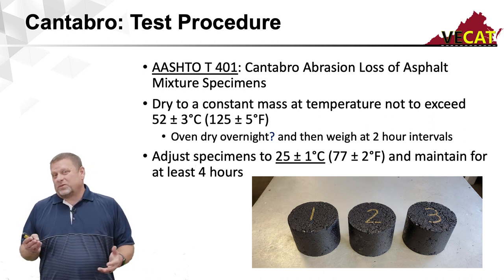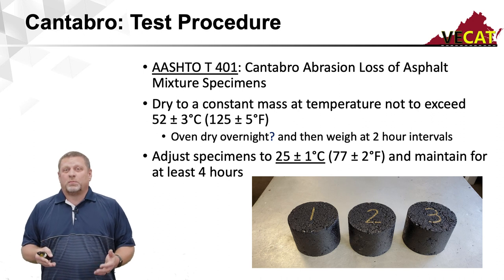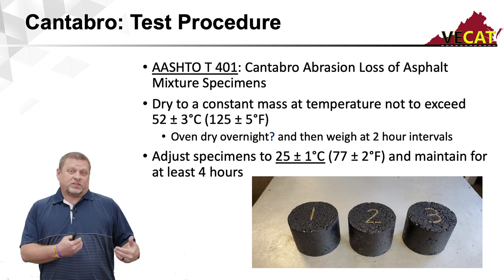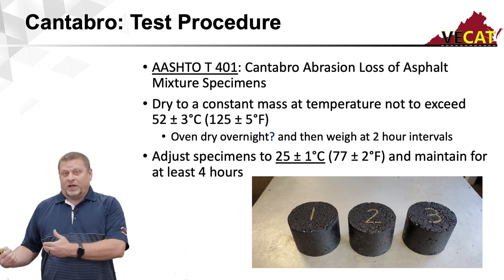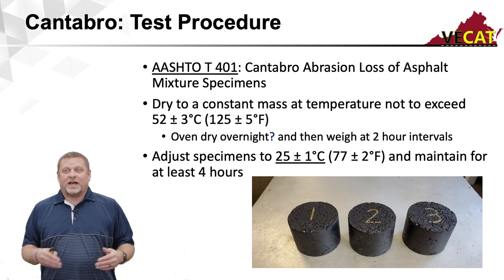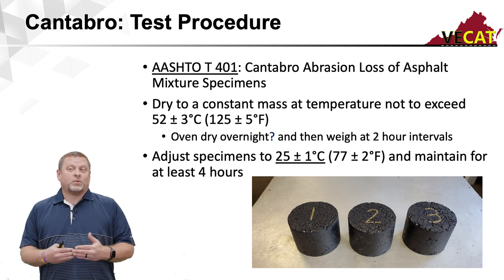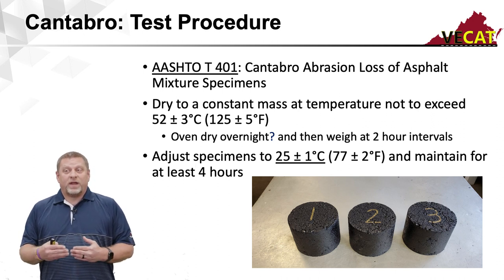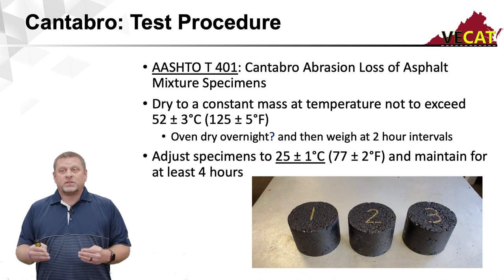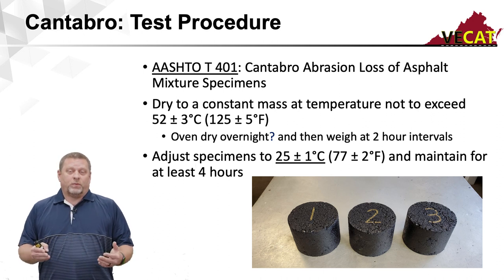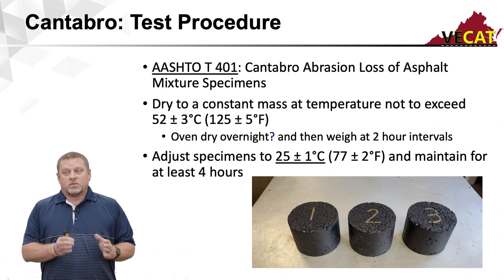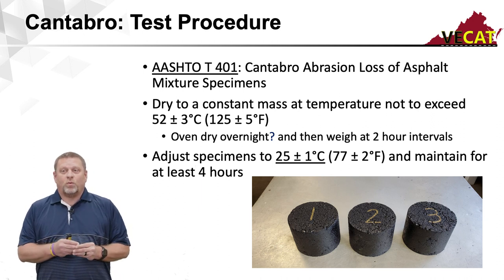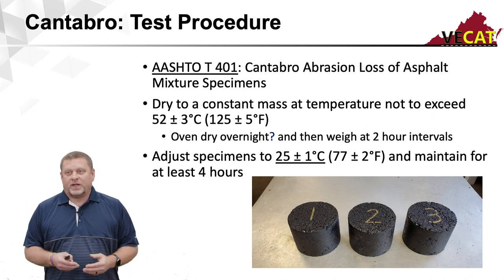I know it's an AASHTO test procedure, but I don't like the term overnight, because overnight for me is typically 5 or 6 hours, where for my wife it's 8 plus. That could be a difference in time, but in order to measure whether or not we've actually dried the specimens out, we weigh these specimens in 2 hour intervals, and we need to make sure we've achieved a constant weight. So as long as you have at least 2 measurements in a row at the same weight, you know you've dried your specimen out.